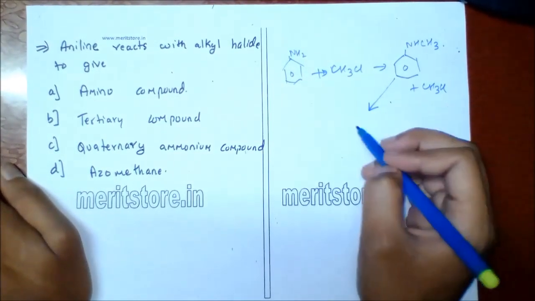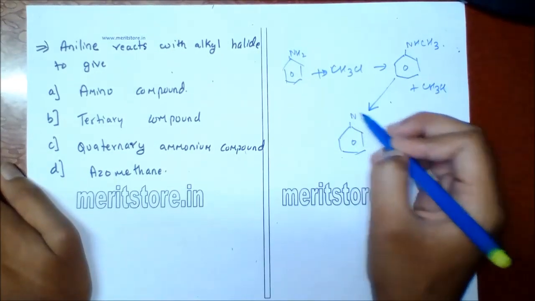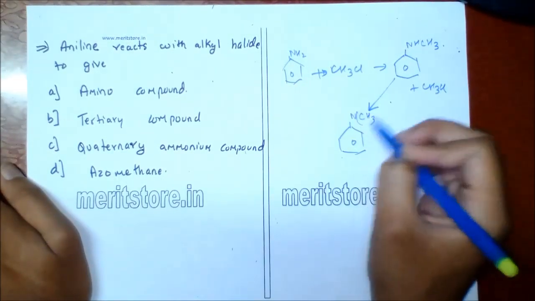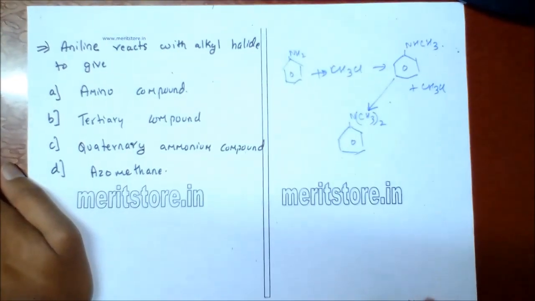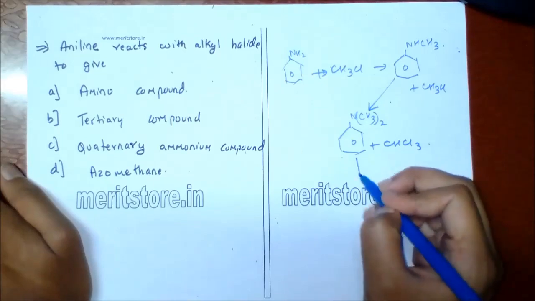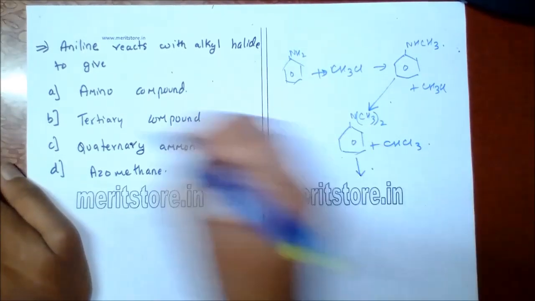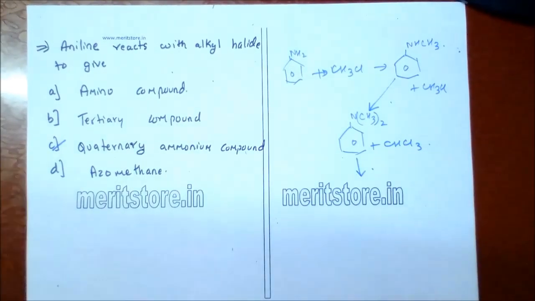which on further reaction there will be replacement of another hydrogen atom by methyl group, so N(CH3)2. So this is a tertiary amine, which on reaction further will give quaternary ammonium salt. So option C is the correct answer.